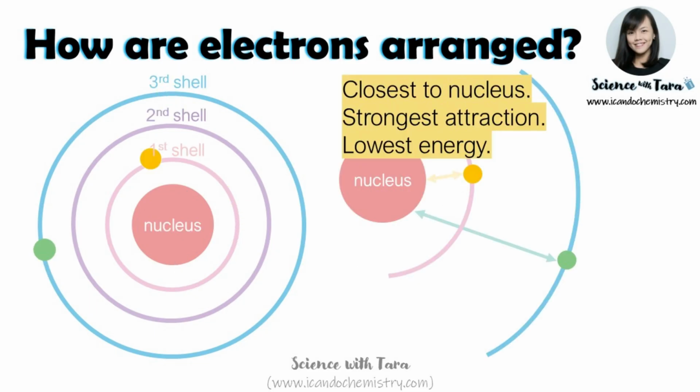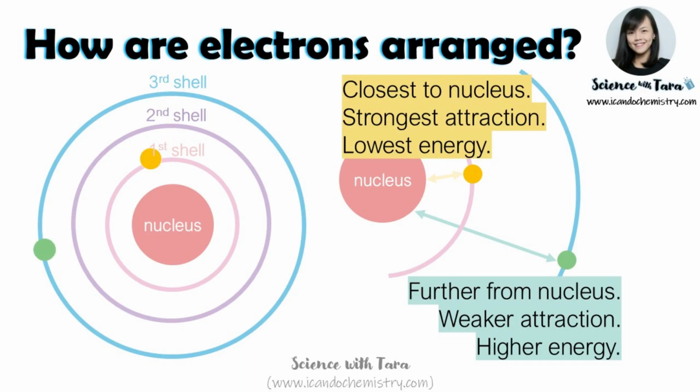Now let's focus back on the electrons. Electrons in the first shell are closest to the nucleus, so they experience the strongest attraction. Therefore, they have the lowest energy level. In contrast, electrons in the outer shells are further from the nucleus. They experience weaker attraction to the nucleus. In fact, the further from the nucleus, the more energetic the electrons, because the attraction to the positive nucleus is weaker.